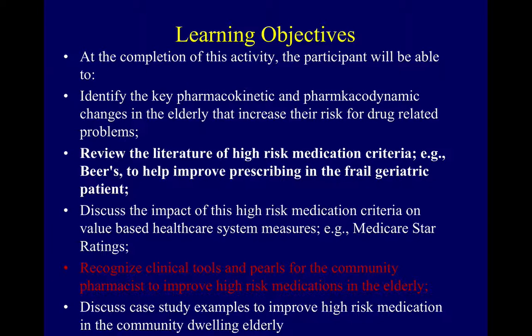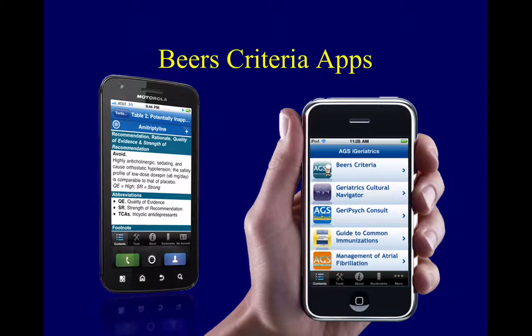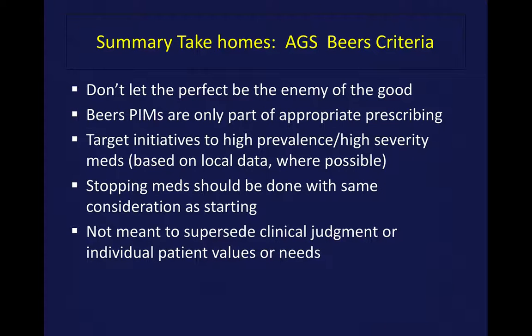So, what are the clinical tools and pearls for a community pharmacist to improve high-risk medications in the elderly? There's an app for that. The Beers Criteria does have an app out there, and the one thing nice about it is when you look up a drug, it'll tell you why to avoid it and also give you some recommendations of what to do. But classically, the best way to take care of a geriatric patient is to look at some take-home points. Don't let perfect be the enemy of good. The Beers Criteria is a guide. Guides are guides. It's not a mandate. Use it as a way to evaluate data.